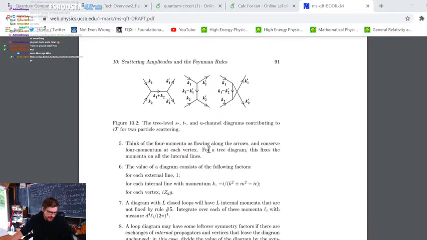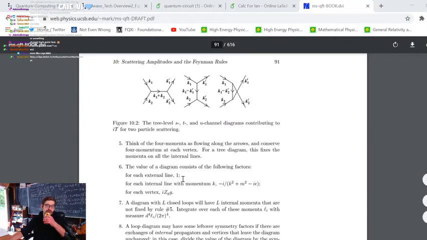So think of the forward momentum as flowing along the arrows to conserve forward momentum at each vertex. For a tree diagram, this fixes the momentum on all internal lines. The value of a diagram consists of the following factors. For each external line, a 1. And notice now, we don't have what we had before, which was some source times some delta function for the propagator or whatnot.